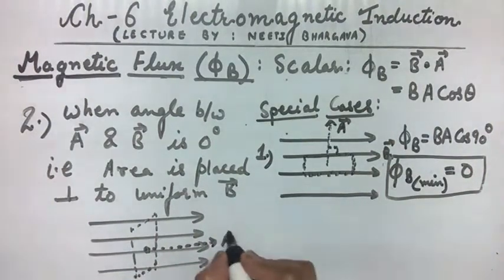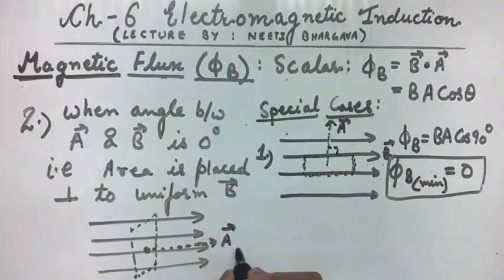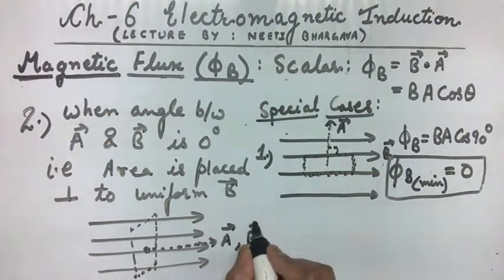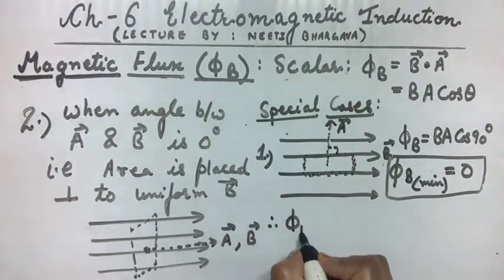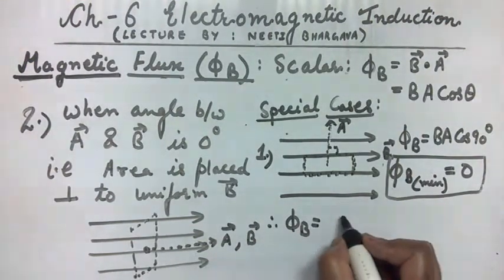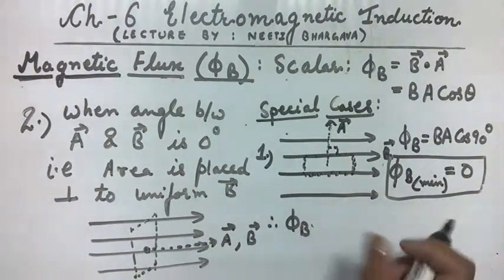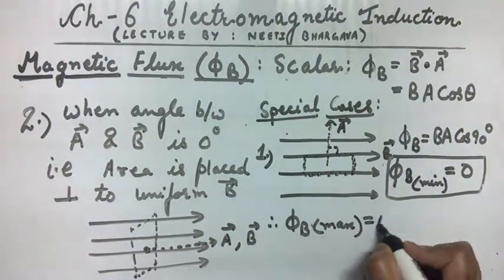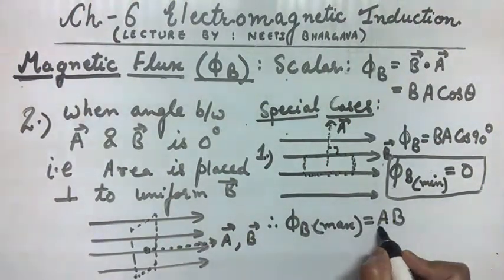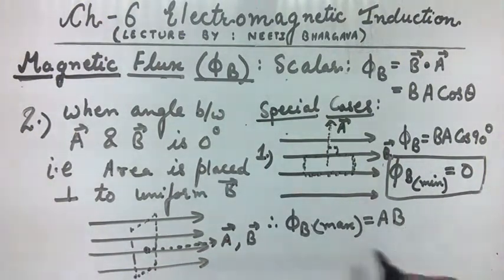Direction of area vector is along the direction of magnetic field, making an angle of 0 degree. Therefore, flux passing is maximum, equal to magnitude of area vector and magnetic field, as cos 0 is 1.